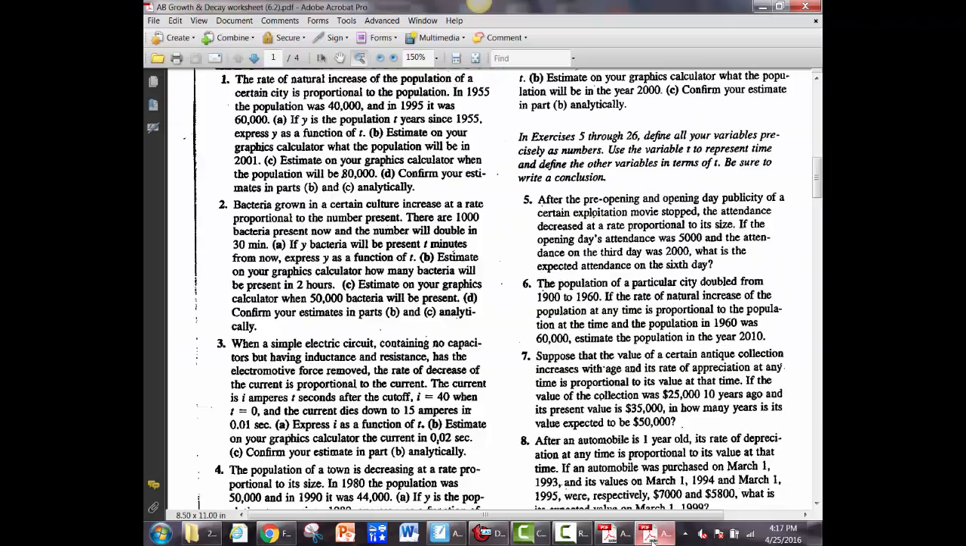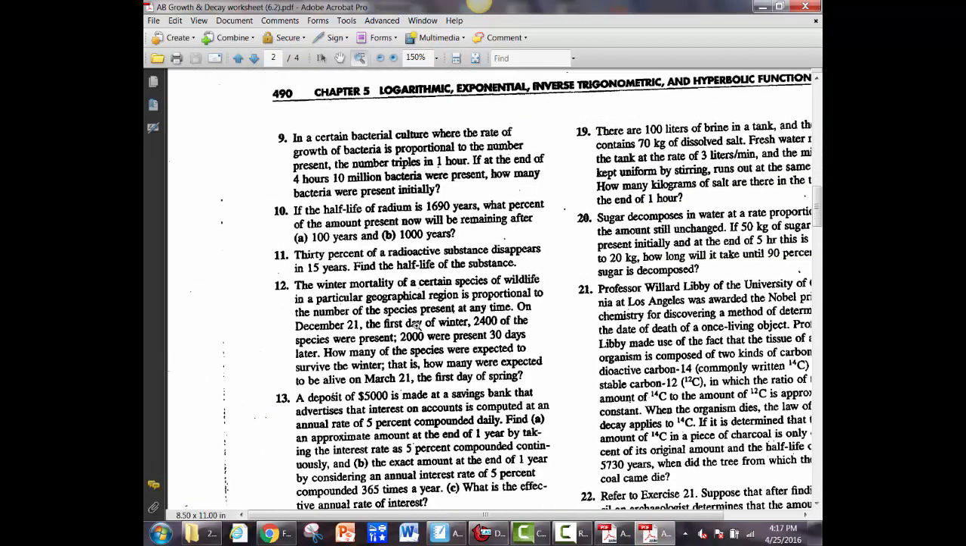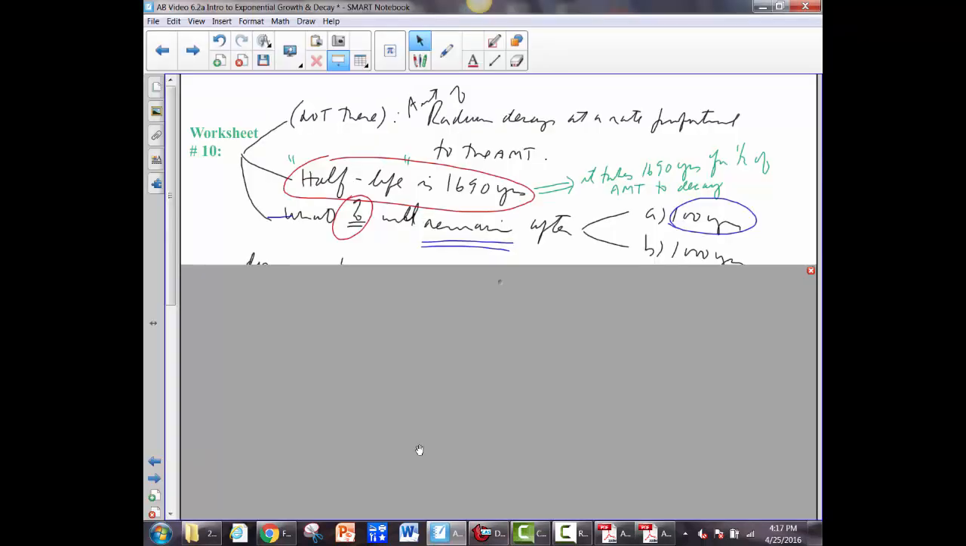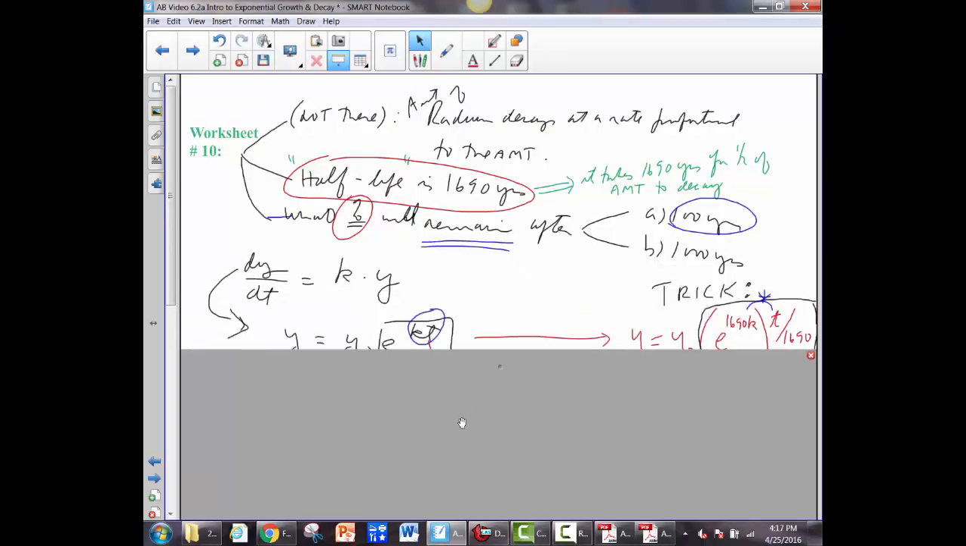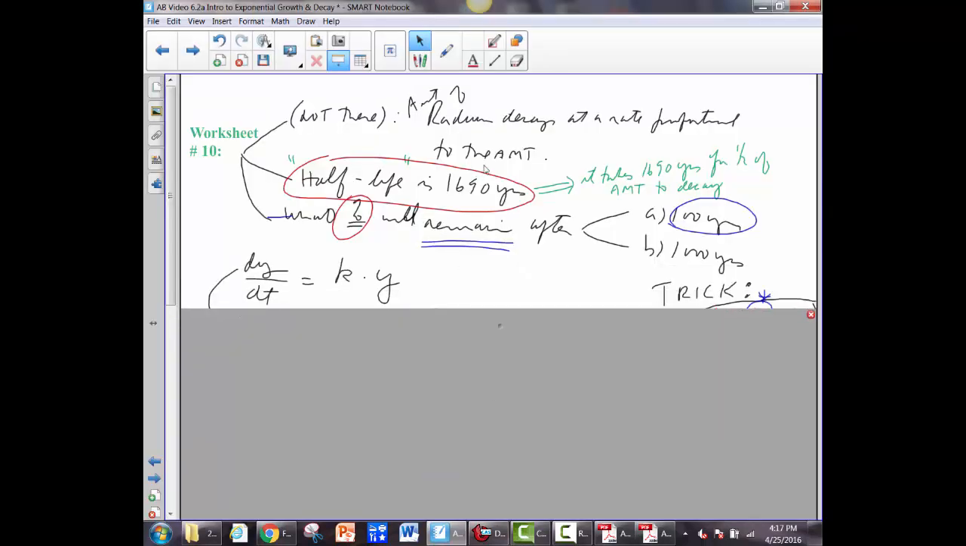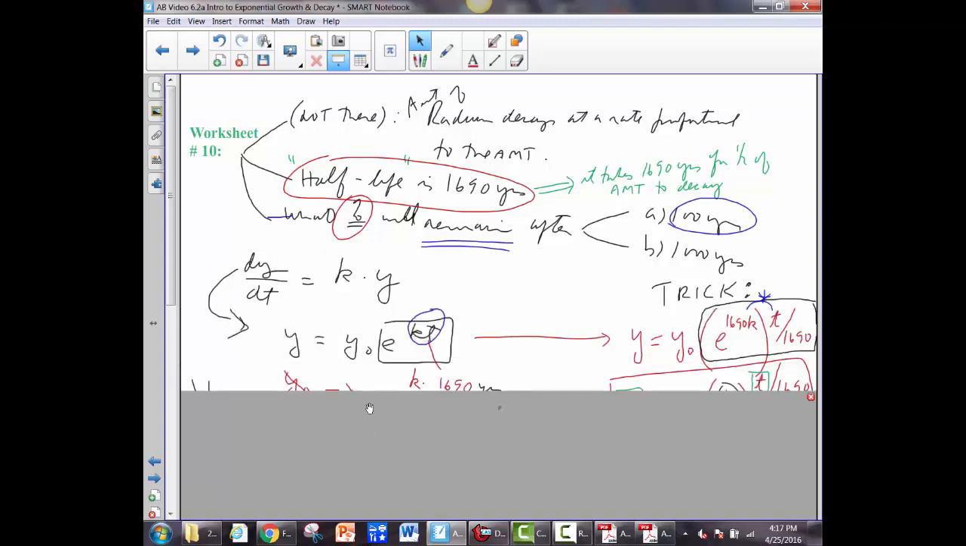Worksheet number 10. If the half-life of radium is 1,690 years, what percent of the amount present now will be remaining after 100 years, after 1,000 years? Okay, so we know that radioactive decay, which they don't tell you, radioactive materials decay at a rate proportional to the amount. So it is exponential decay. We know that becomes y equals y0 times e to the kt.